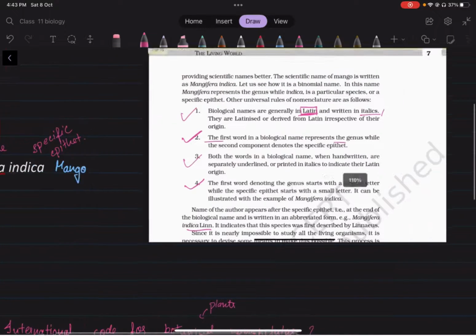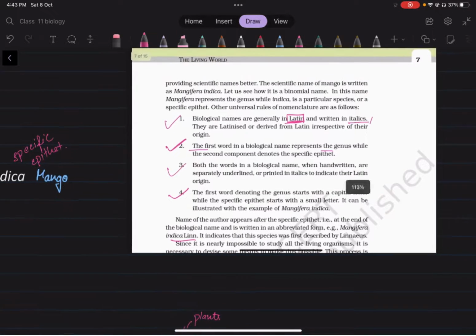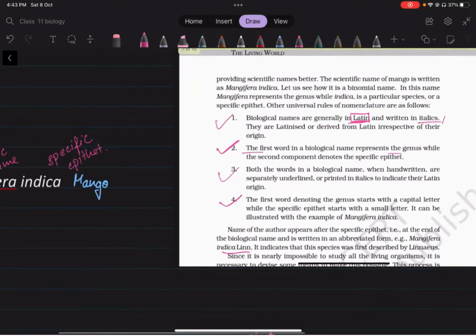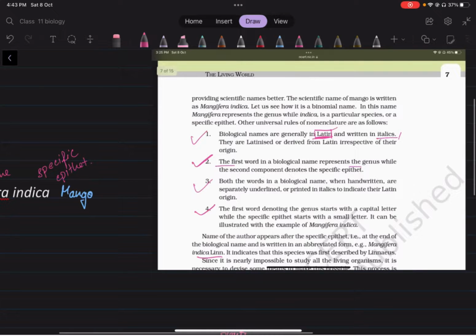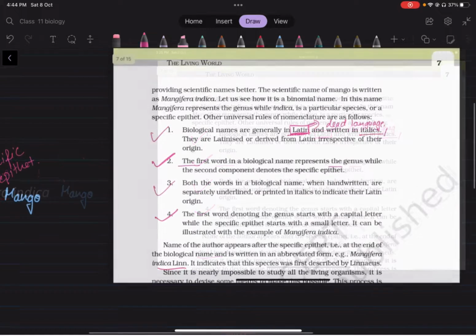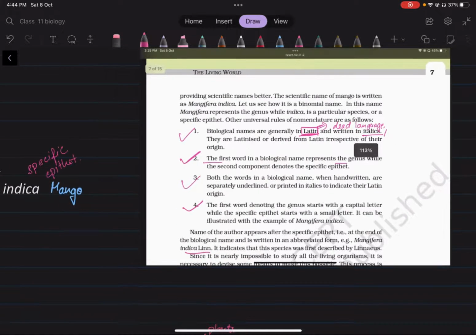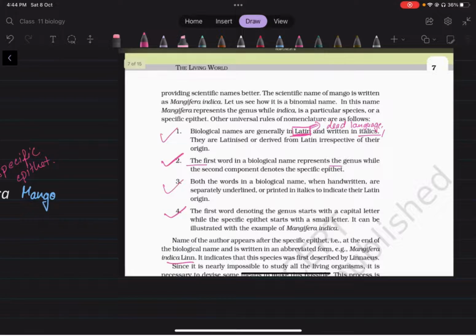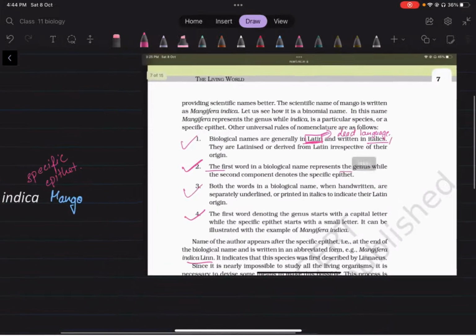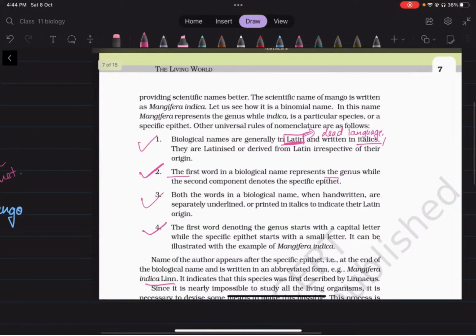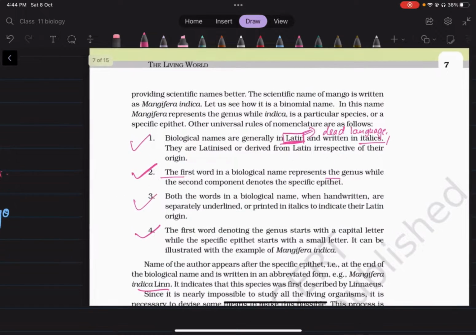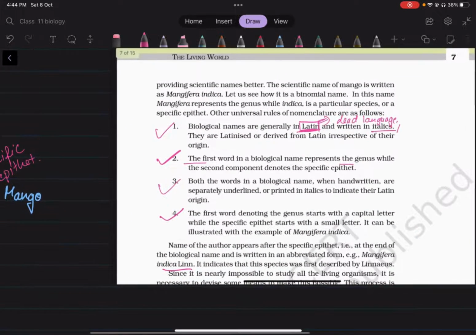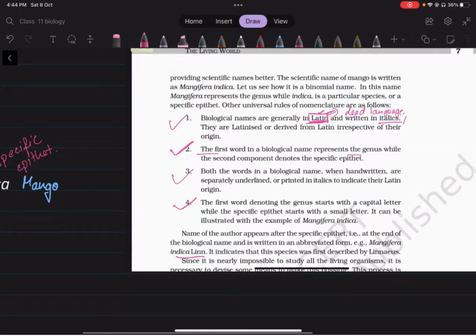Now, what are the rules pertaining to it? First, all these names are always derived from Latin. Why Latin only? Latin is a dead language, okay? No one speaks Latin. No country follows Latin as a language. Like France speaks French, and Italians speak the Italian language. So no country follows the Latin language. Hence, this was the best preferred language.